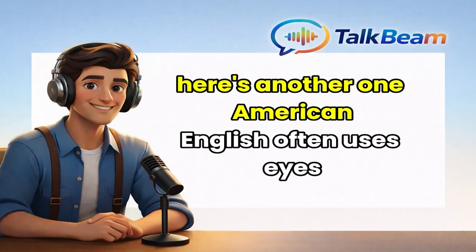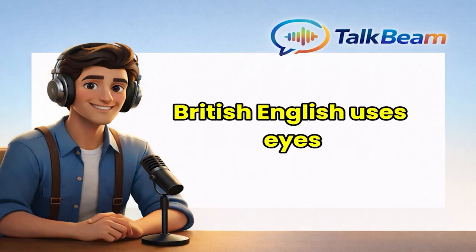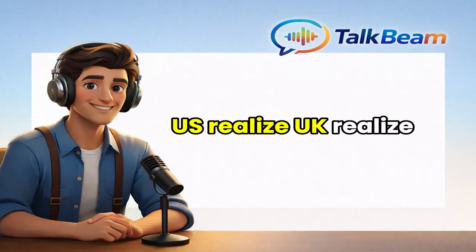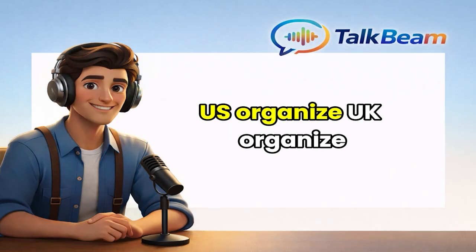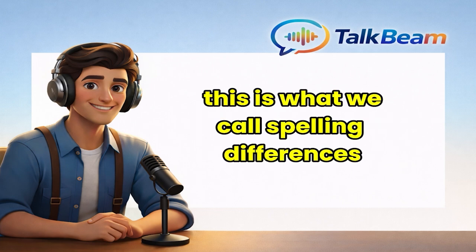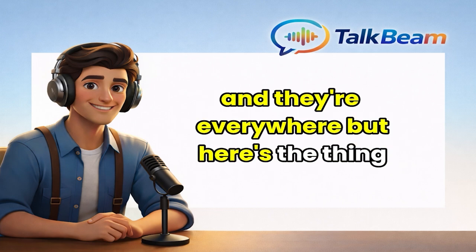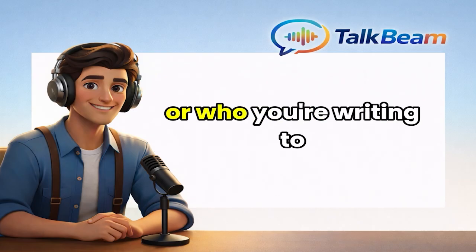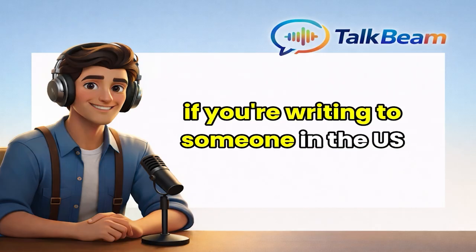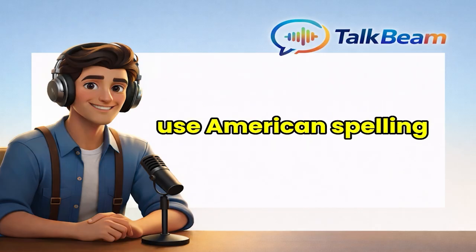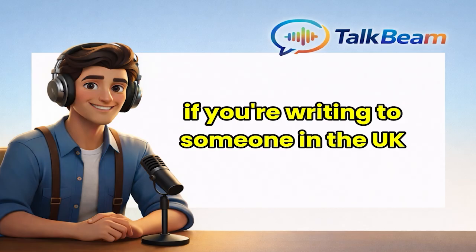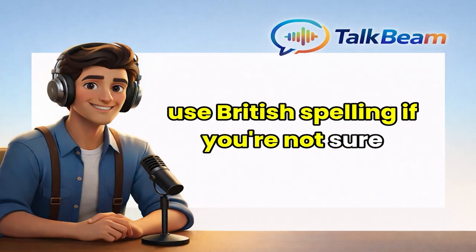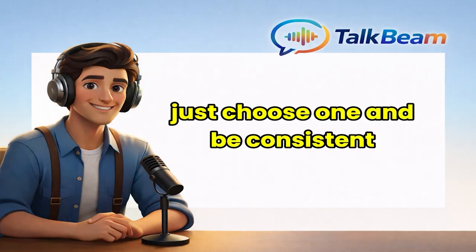Here's another one. American English often uses -ize. British English uses -ise. US, realize. UK, realise. US, organize. UK, organise. This is what we call spelling differences, and they're everywhere. But here's the thing, both are correct. It just depends on where you are or who you're writing to. If you're writing to someone in the US, use American spelling. If you're writing to someone in the UK, use British spelling. If you're not sure, just choose one and be consistent.